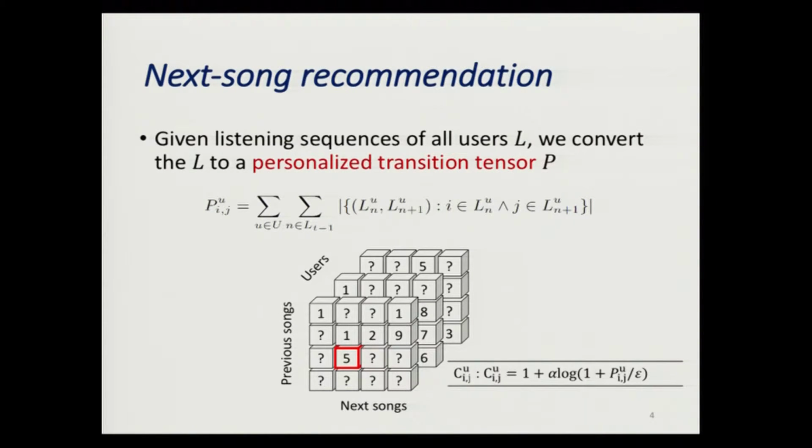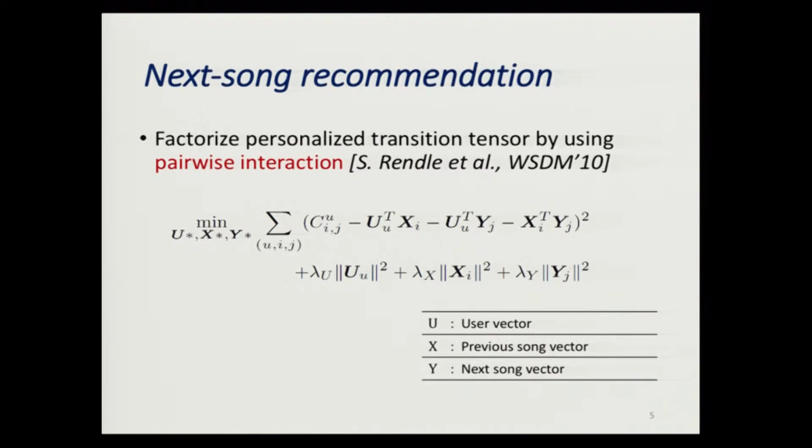Now that we have a tensor, we can use tensor factorization to fill in these missing transitions. In this work, we use a state-of-the-art tensor factorization, which was proposed by Rendle. An advantage of this model is that it has a lower complexity and better performance. The objective function is defined as here. This model directly models the pairwise interaction of three features. The first two inner products, U X and U I, model the user preference between the previous and the next song. The last one, X Y, models the transition from song to song.